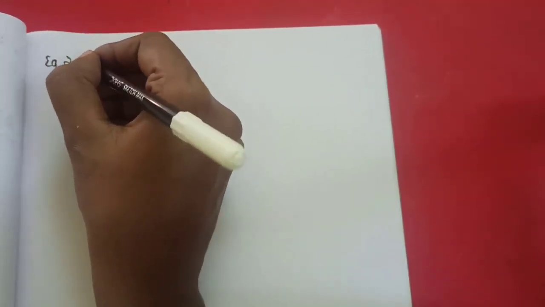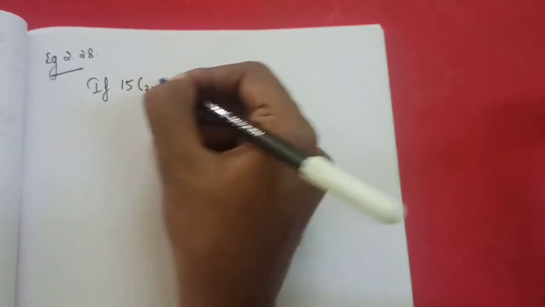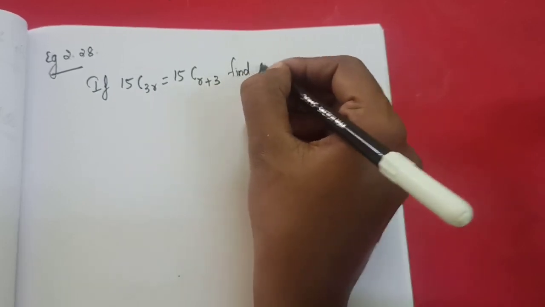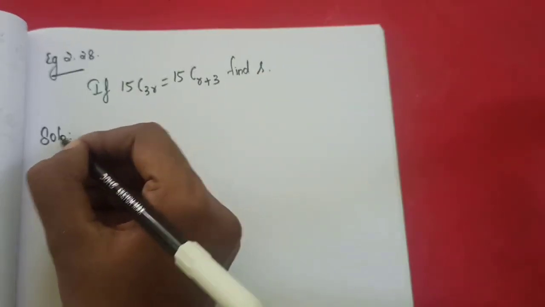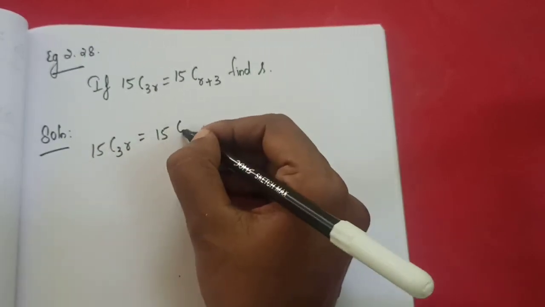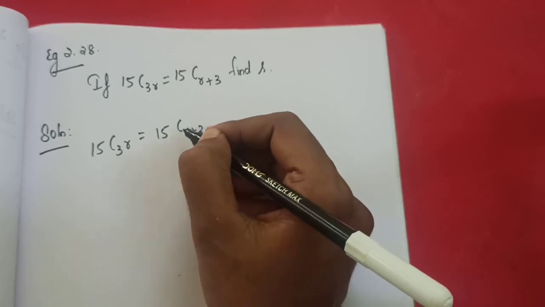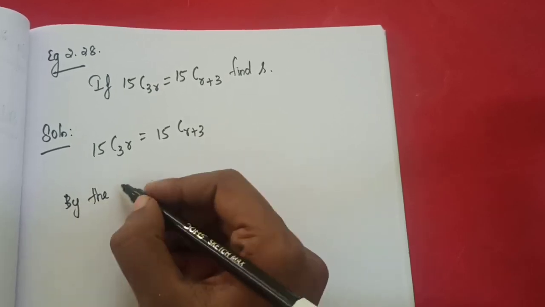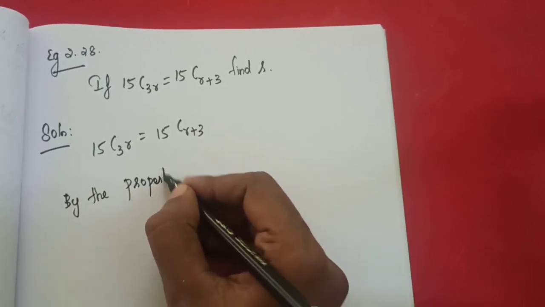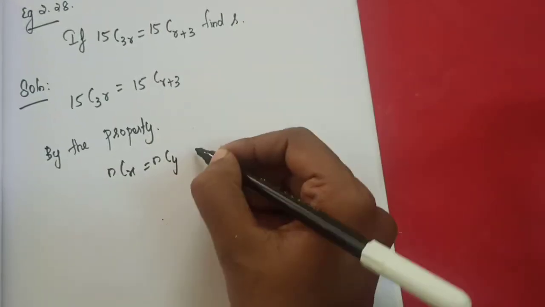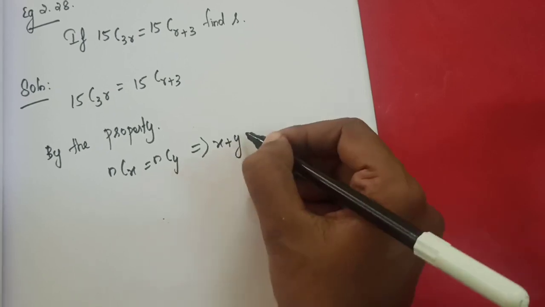Example 2.28. If 15C3R is equal to 15CR plus 3, find R. Solution: 15C3R is equal to 15CR plus 3. Then by the property you have learned. What's the property? NCX is equal to NCY. That property we are going to use. By the property, NCX is equal to NCY, which implies X plus Y is equal to N.